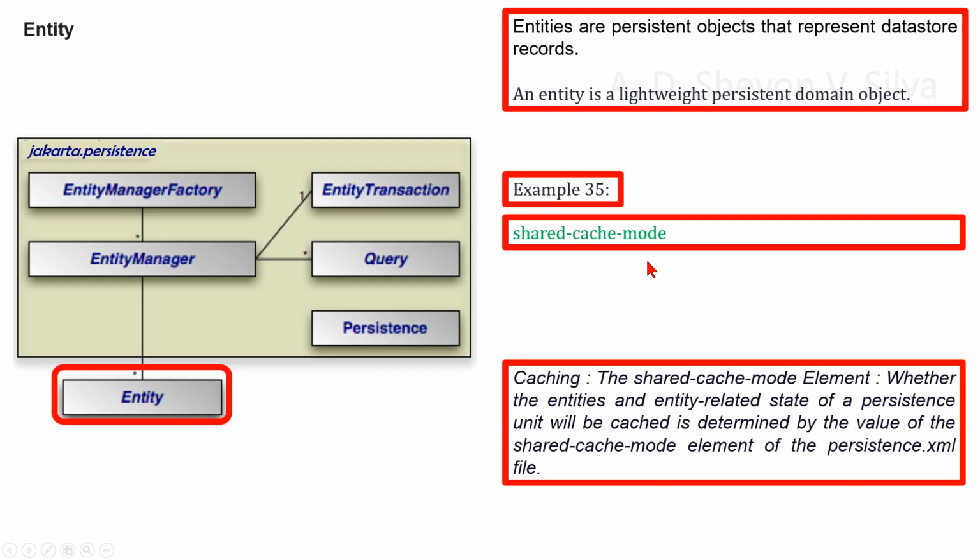If the shared-cache-mode element and the jakarta.persistence.sharedCache.mode property are not specified, the semantics of the Cacheable annotation and its XML equivalent are undefined. A persistence provider is not required to support the use of a second-level cache. If the persistence provider does not support the use of the second-level cache, or the second-level cache is not installed, this element will be ignored and no caching will occur.